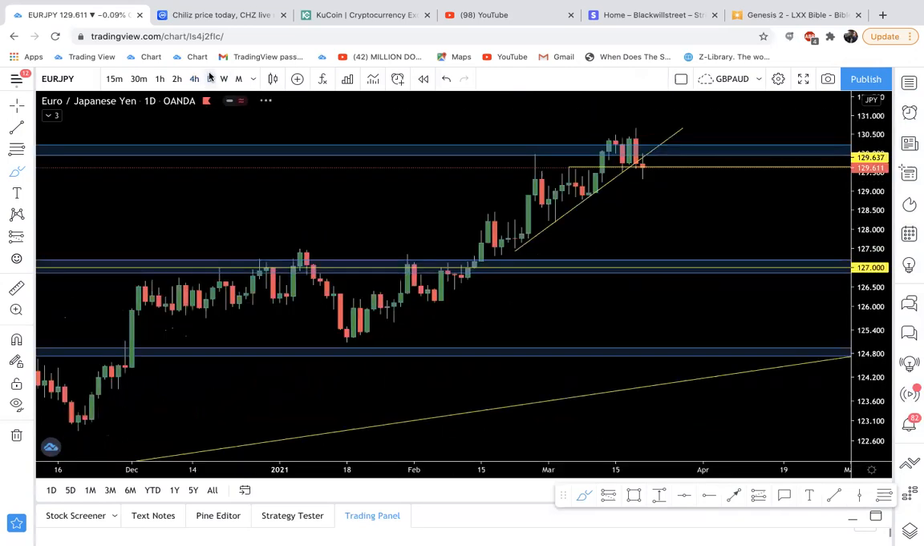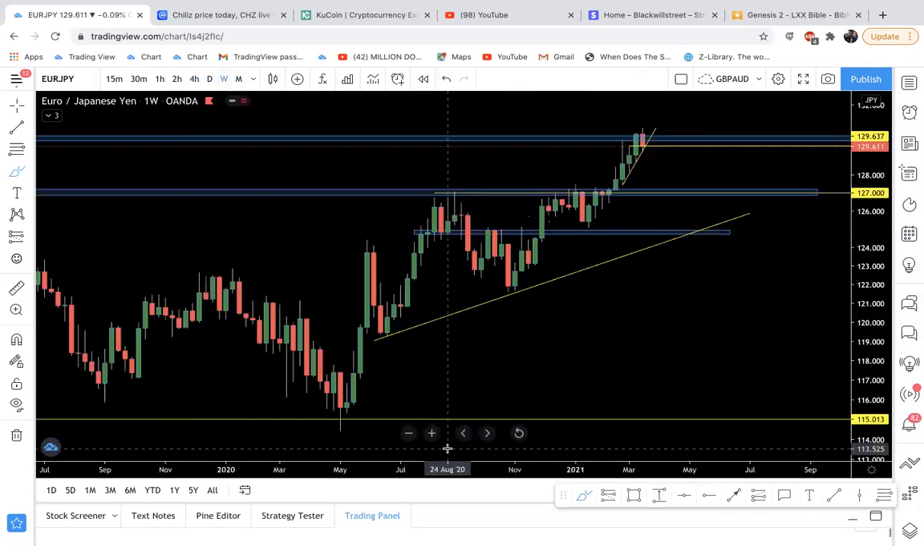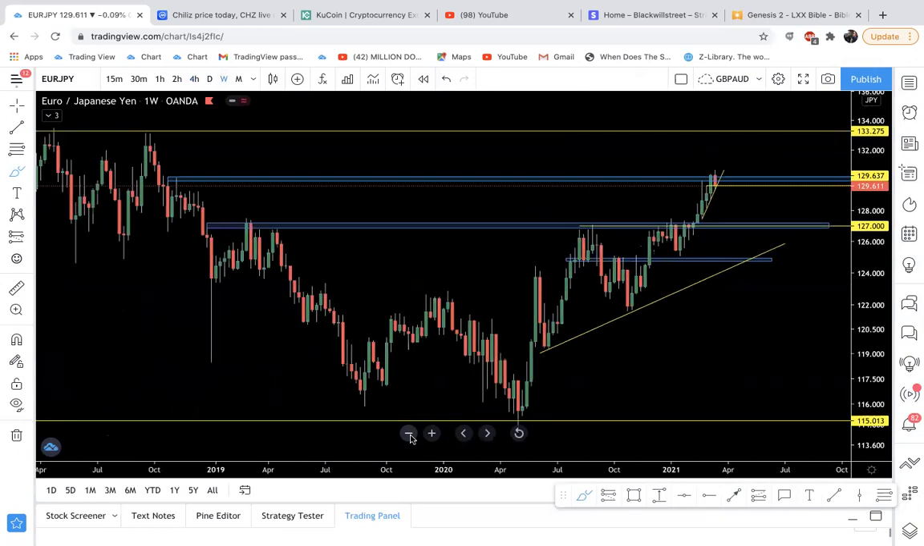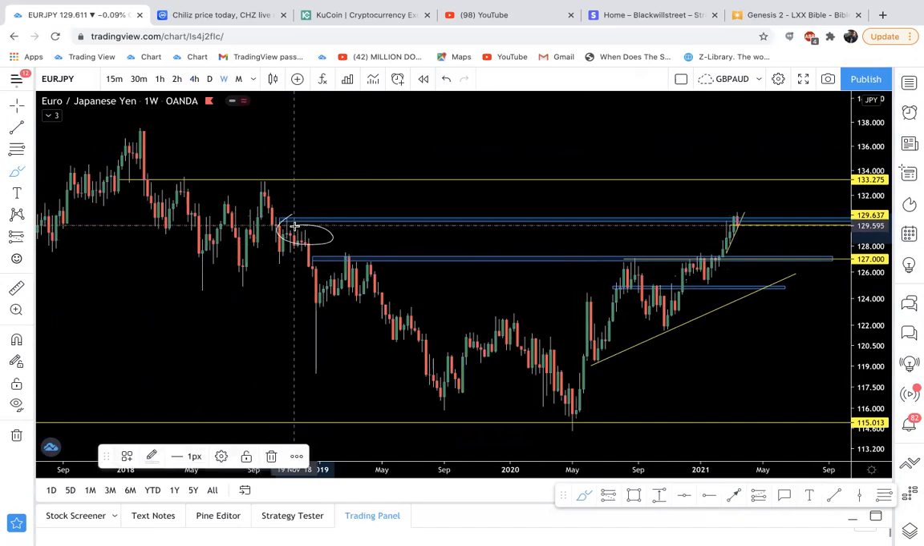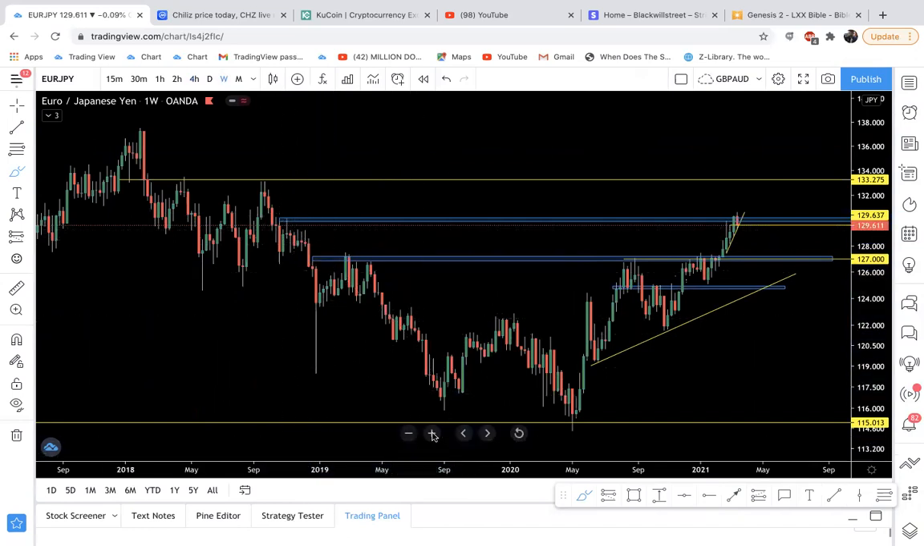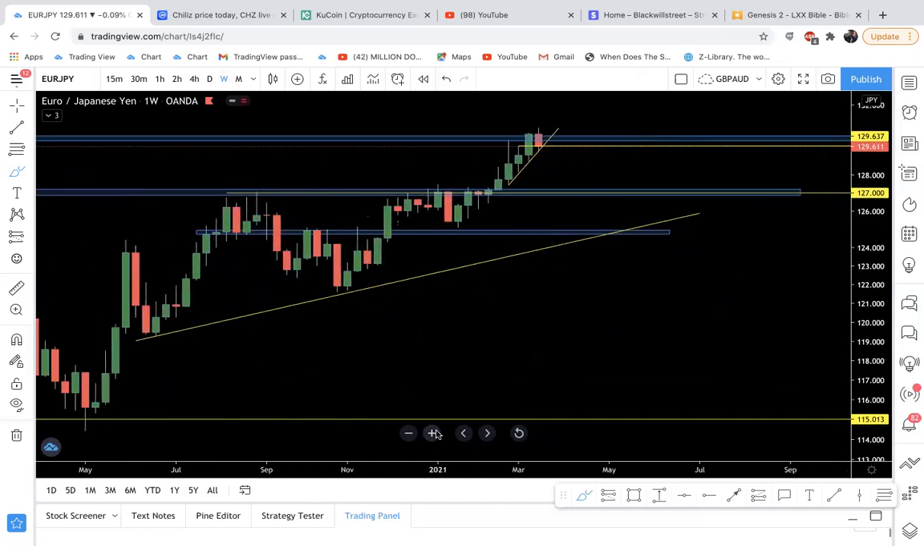EURJPY, also, a lot of the JPY pairs are starting to form reversals. If you look at EJ to the left, price is at this nice level of supply. We had huge sellers in the past. So we be patient, we watch price action develop.